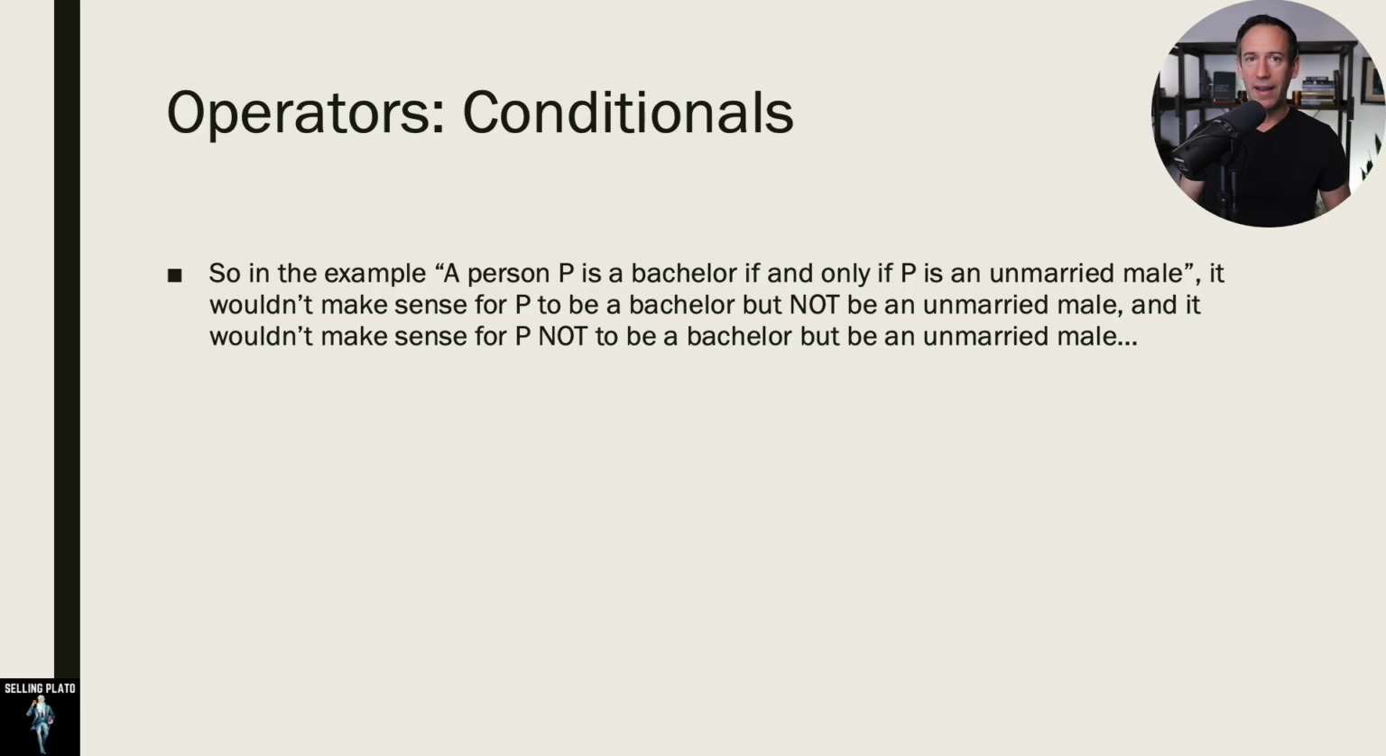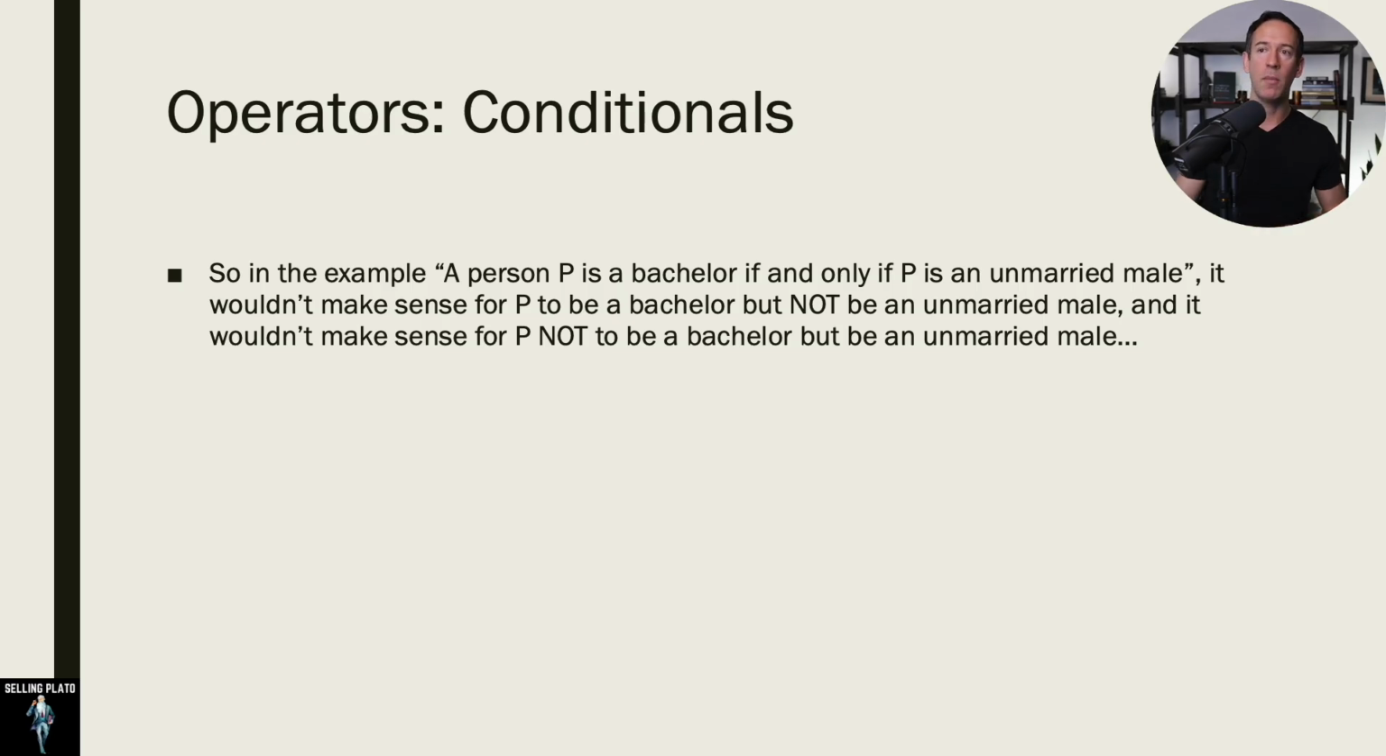Think about it this way. It wouldn't make sense for P to be a bachelor, but he's not an unmarried male. That doesn't make sense because what it means to be a bachelor is to be an unmarried male, right? You can't have differently matched truth values there.